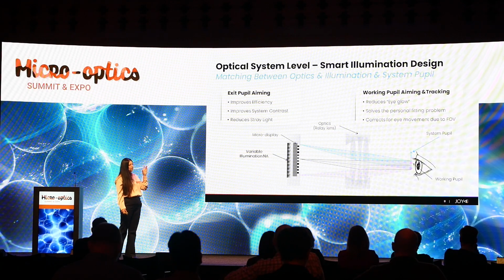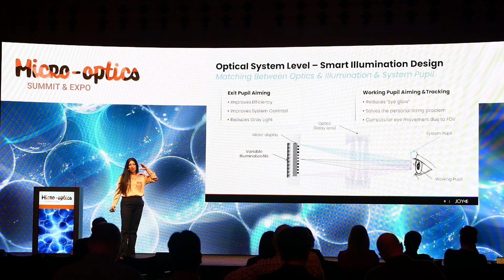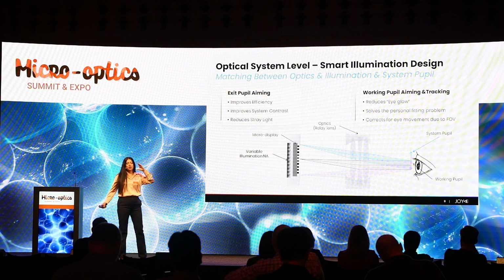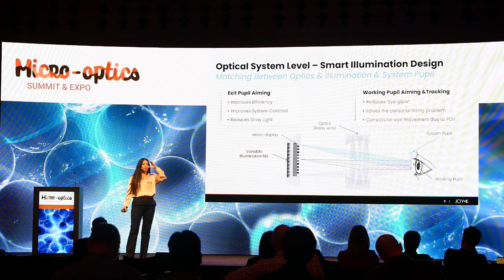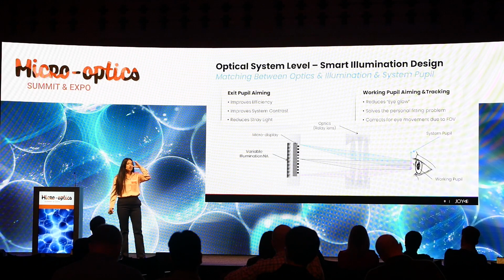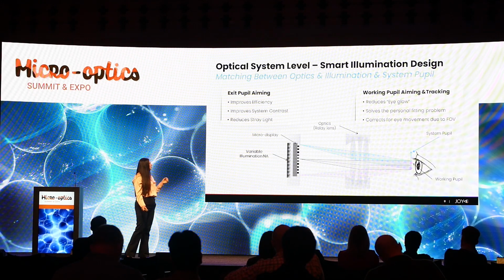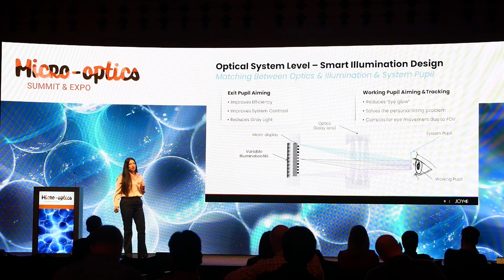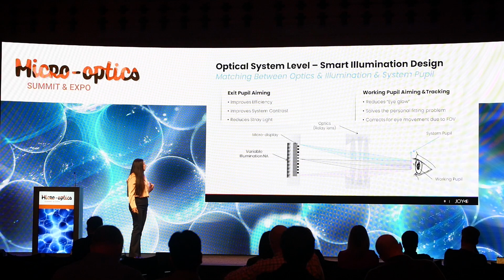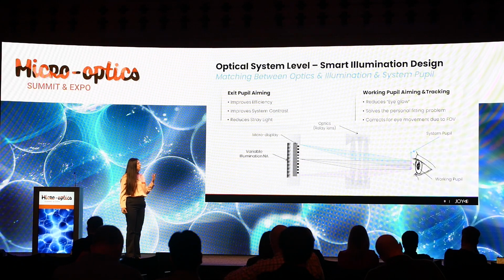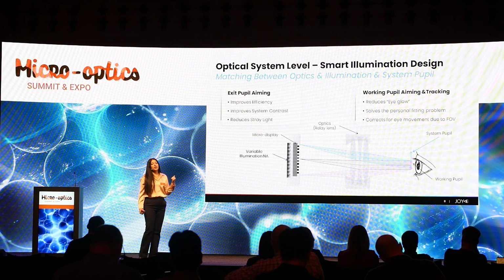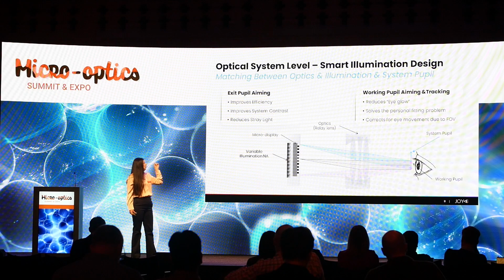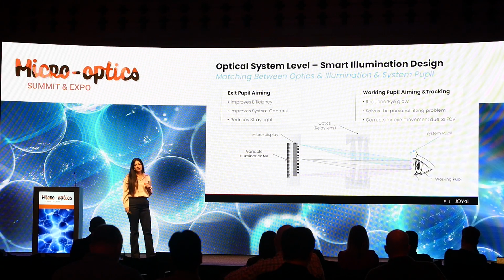The first gain would be reduced eye glow. A lot of times in AR systems you see a big flashlight on the user's eyes, where the illumination goes, and it's really not nice looking, it's uncomfortable. Here you illuminate only the pupil, and it's a lot more aesthetic. And this idea also serves as a personal fitting apparatus to track and follow the eye gaze of the user.